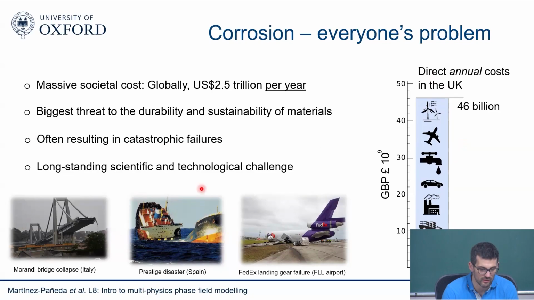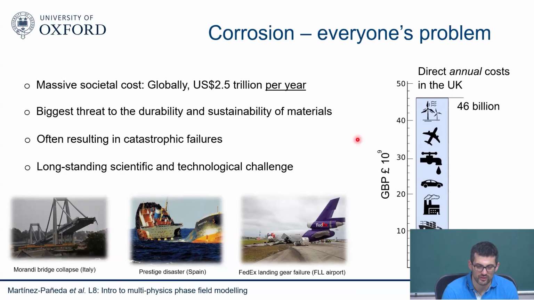When I was a child, this happened in Spain. It's the Prestige disaster. An oil tanker failed due to corrosion, and this led to a massive oil spill all over the beaches in Spain. I remember lots of people going to help there to remove it from the beaches and so on. So it was quite remarkable.